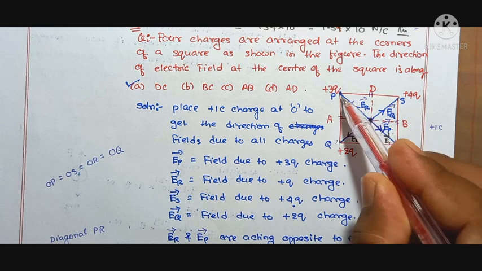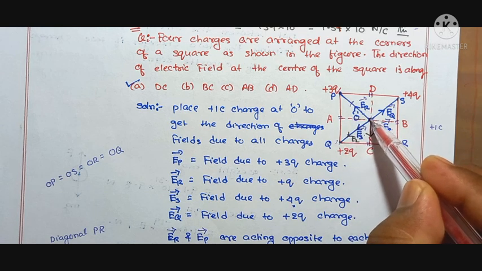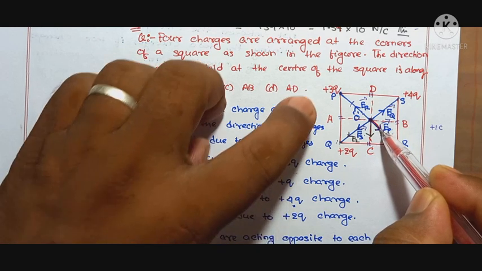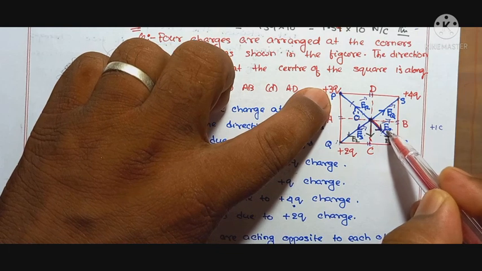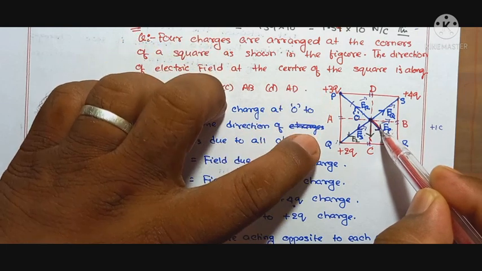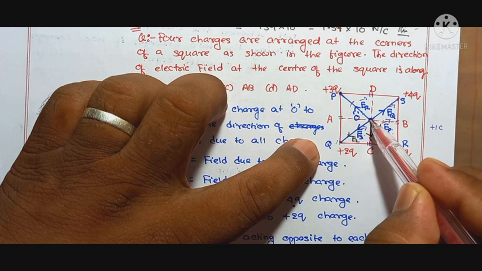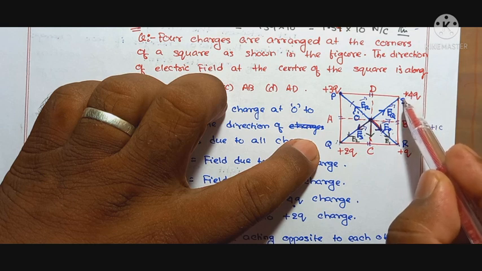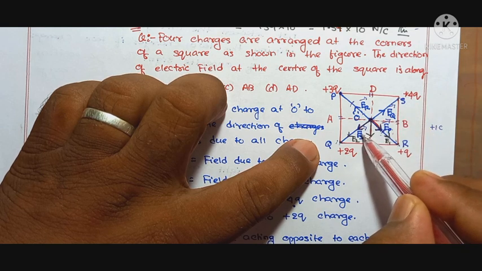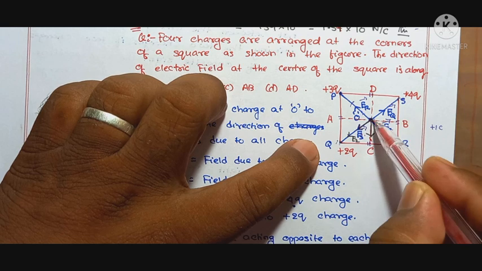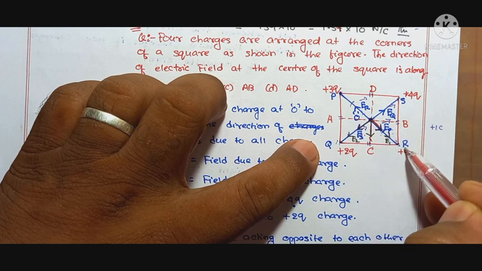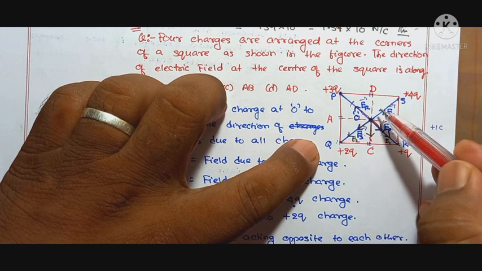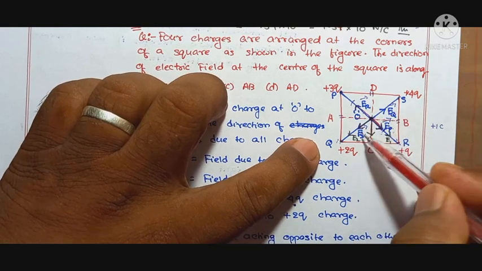This is a positive charge, due to this this 1 coulomb charge will move in this direction. So electric field due to this charge is EP. Similarly, this +1 coulomb charge will move in this direction due to this positive charge. So this positive charge is at S, so it is ES. Similarly, this unit positive charge due to this positive charge will move in this direction. So this electric field intensity is ER. Similarly, EQ.